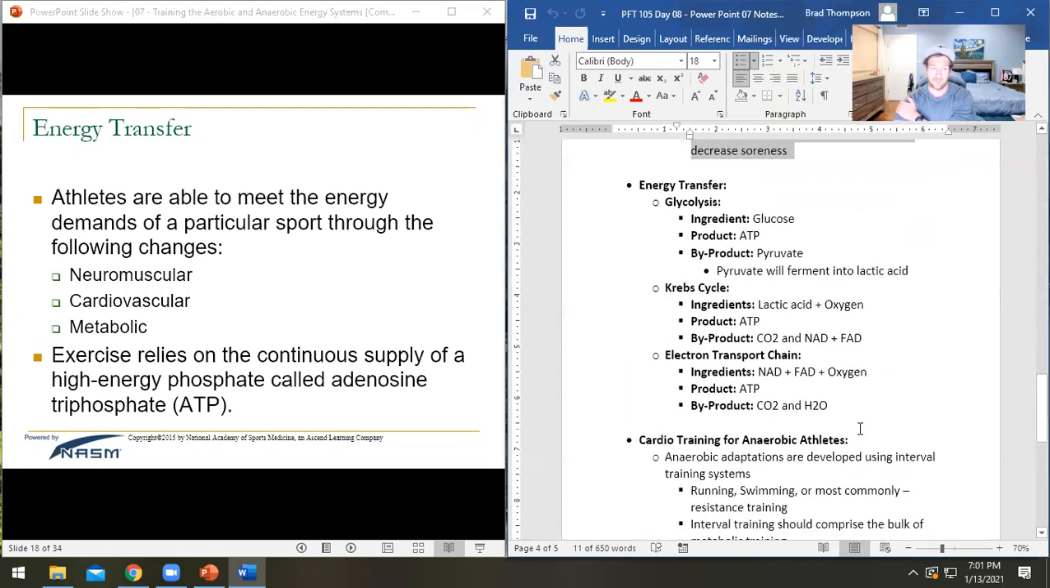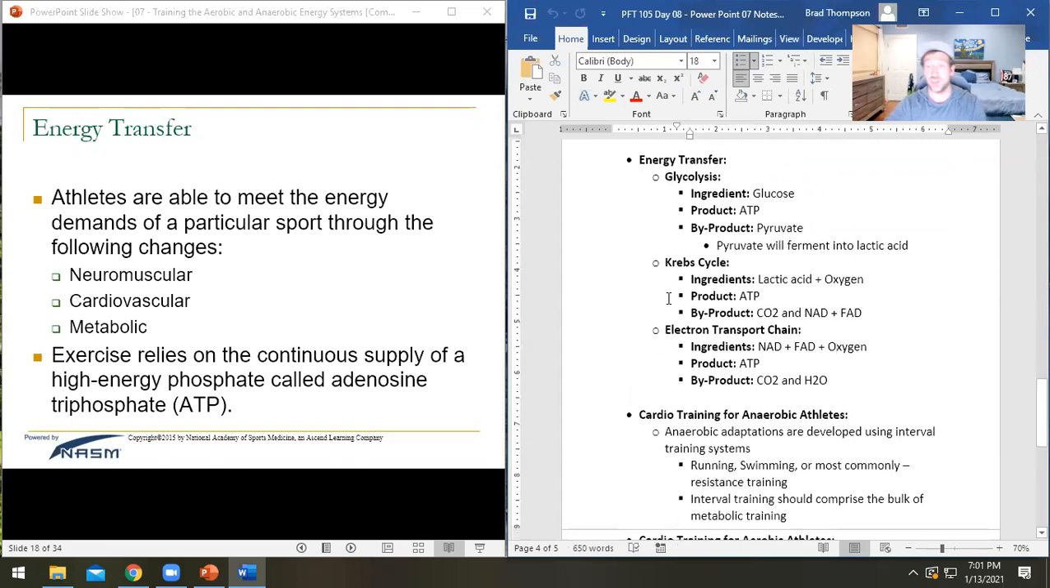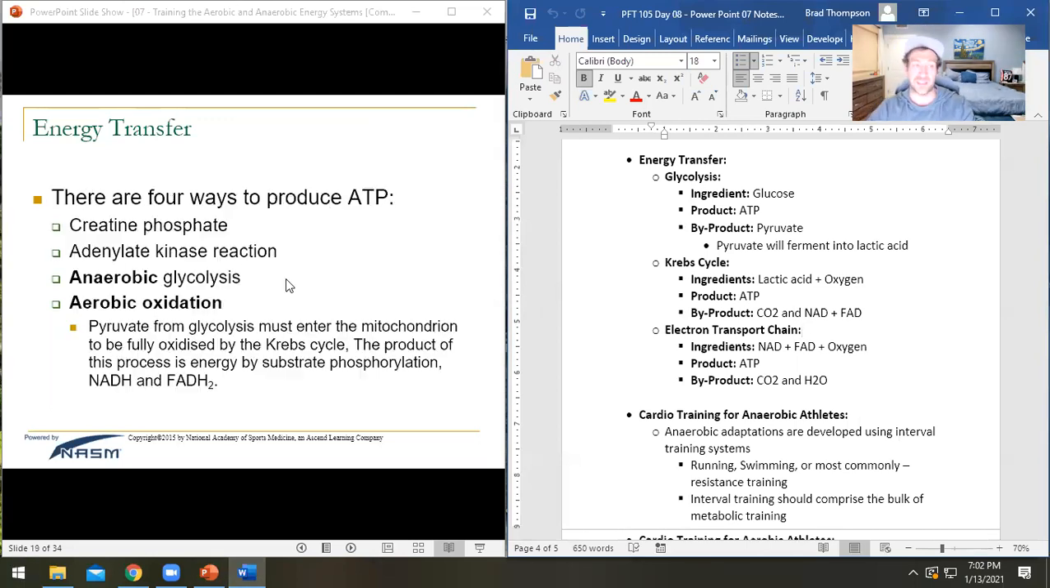All right. So moving away from warming up and cooling down, just really quickly talking about energy transfer here. We do know that as athletes, if we're training someone, we want to train them to be able to meet the energy demands of whatever their sport or activity is, right? Neuromuscularly, cardiovascularly, but very much metabolically. And so, these are all going to rely on that constant supply of ATP. And we have all of our different ways to produce ATP.